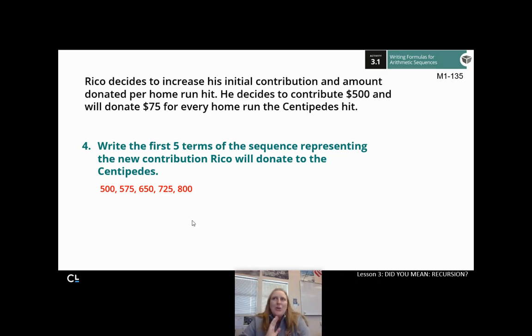All right, so it looks like my first term is 500. And it looks like my common difference is now 75. Those are both going to be super important, right? That's our A sub 1. Our first term is 500 now. Our common difference D, it's not 18 anymore. Our common difference D is now 75. Some very different numbers we're working with here.